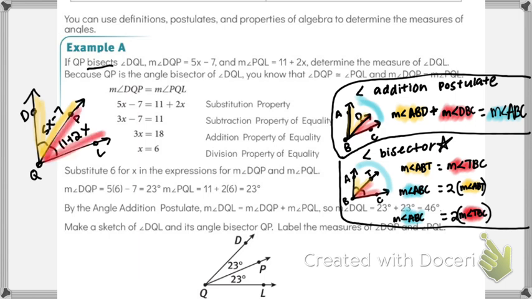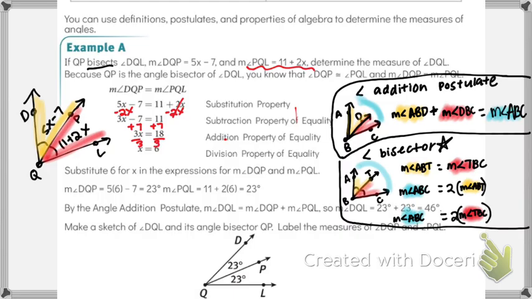Now, I'm just going to solve this one really quick for you if you need more algebra. After they did their setup, they substituted with what each of them is. DQP is 5x minus 7, that's why they put that here, and PQL was 11 plus 2x, that's why they put that right there. Then they wanted to get x by itself, so they subtracted 2x on both sides. Bring down the 11. 5x minus 2x is 3x. Bring down the minus 7. Then we wanted to get rid of that minus 7 by adding 7 to both sides. That gave me 18, and then I divided by 3 on both sides to get x equals 6.